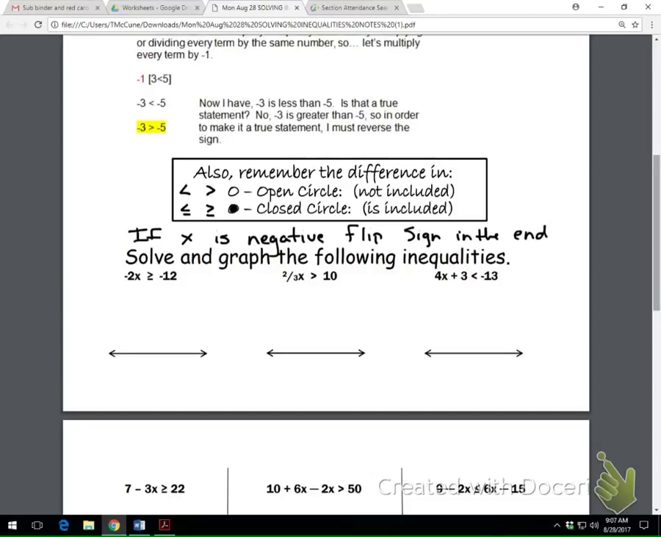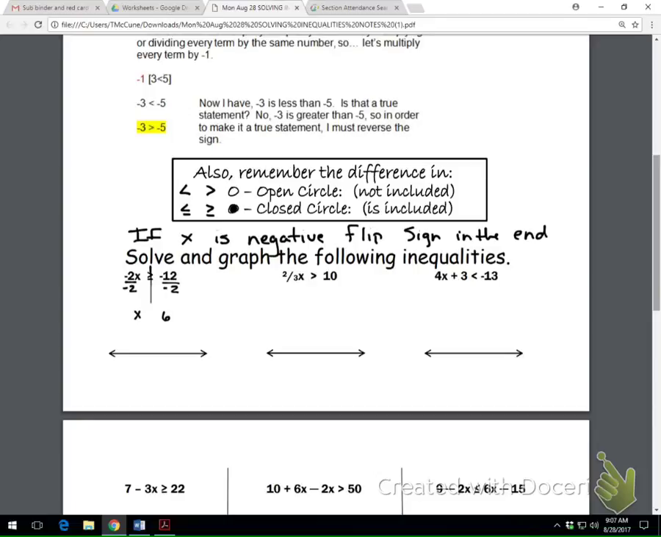Does that make sense? So, looking at this first one, it says solve and graph the following inequalities. So we're going to solve this, then we're going to graph it on a number line. You do it the same way you've been doing it so far. You pretend it's an equal sign, draw your line. What do I do here? Divide by negative 2. So that gives me this right here. X, don't worry about the sign just yet. And then what's negative 12 divided by negative 2? 6. Negative divided by negative?